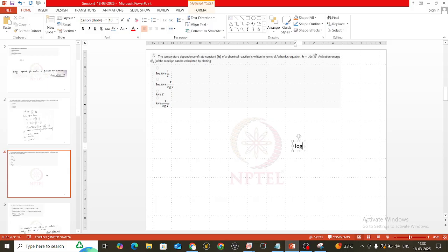Log k equal to log A minus Ea by RT, right?